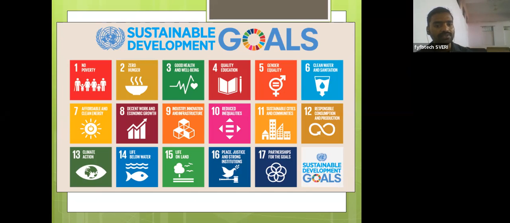Then peace, justice, and strong institutions. In India, in order to achieve peace and justice, some important institutions are being opened. Then the last one is partnership for the goals. To achieve this, there are partnerships with other countries and so on. So these are the Sustainable Development Goals. Once again, you can go through this. You should know what the sustainable development goals are. Is it clear, all?